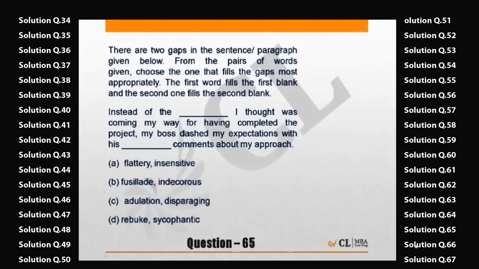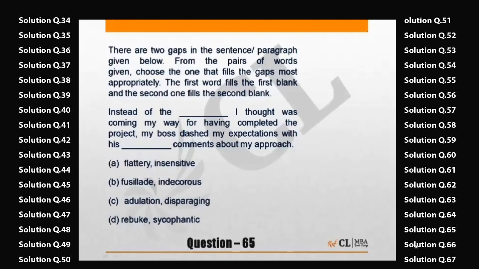The completion of a project, we know, is a positive thing. So, it is obvious that the speaker was expecting something positive in return, maybe praise or a reward. This helps us to reject options D and B outright, since rebuke means sharp criticism and fusillade, which means volley or bombardment, do not fit the context. Also, flattery, the word used in option A, does not fit here, since one would not expect flattery, which is an insincere form of praise, for having successfully completed a project.